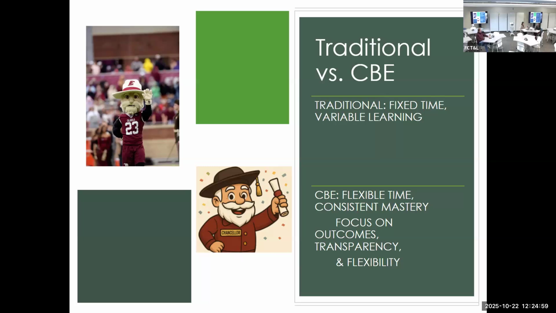A competency-based education class is more flexible timing. And what we're looking for is consistent mastery. So we want to focus on the outcomes, and we're going to dig deeper into that. We want to focus on transparency with what we're looking for from the students, what those expectations are, and also flexibility. One of the things that the students got really excited about was it being self-paced. So we'll talk about what that means for us and for the students.